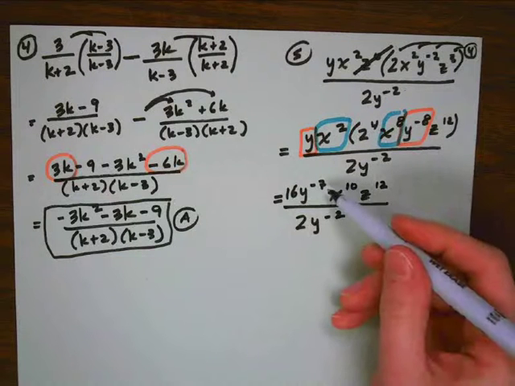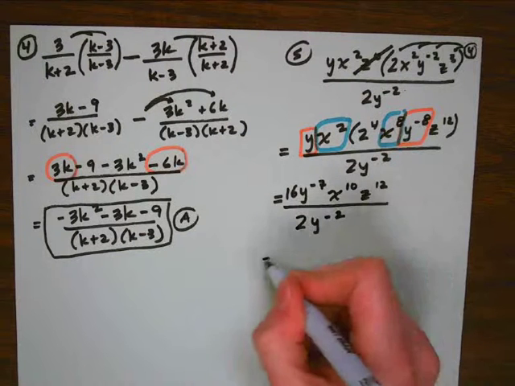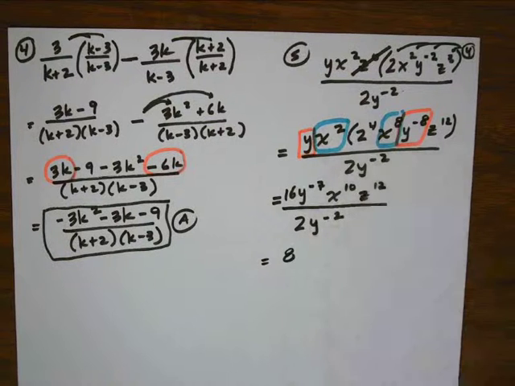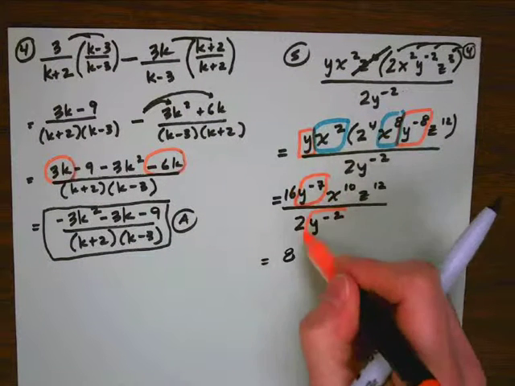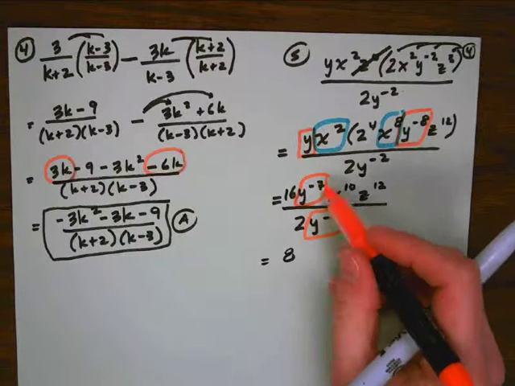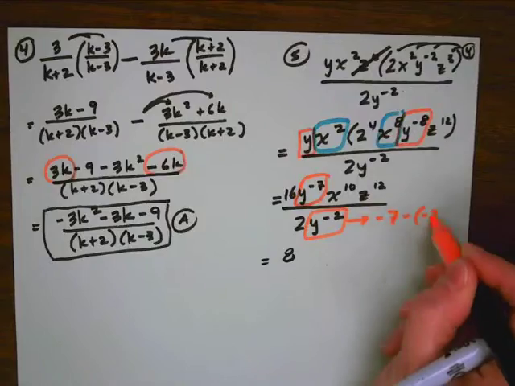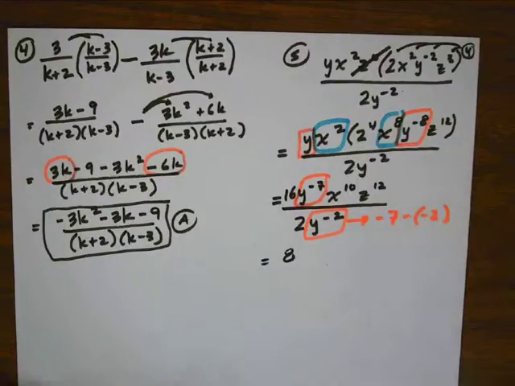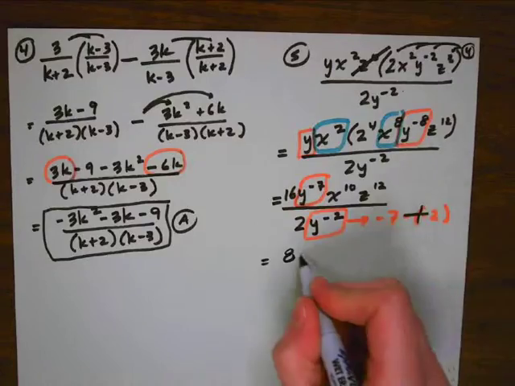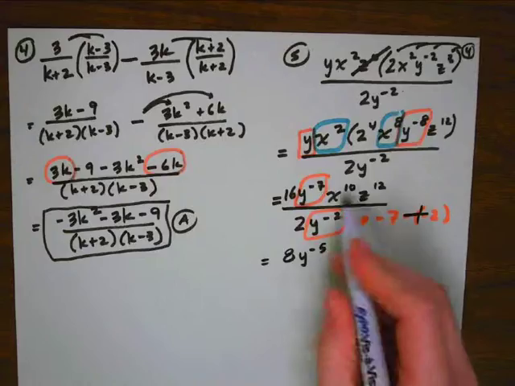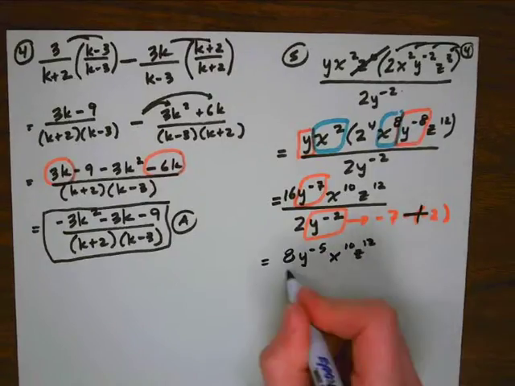And now we want to see if we can combine anything across the fraction line. So 16 divided by 2 is 8. And then we can combine, once again, the y to the negative 7th and the y to the negative 2nd. So it's negative 7 minus negative 2. Remember, the double negatives make a positive, so that becomes negative 7 plus 2, or negative 5. And then we don't have anything else to combine the x and the z with, so we will leave them there.